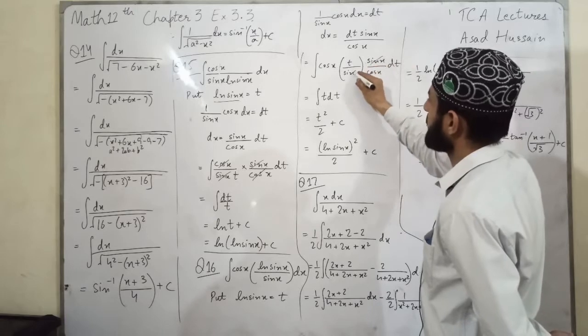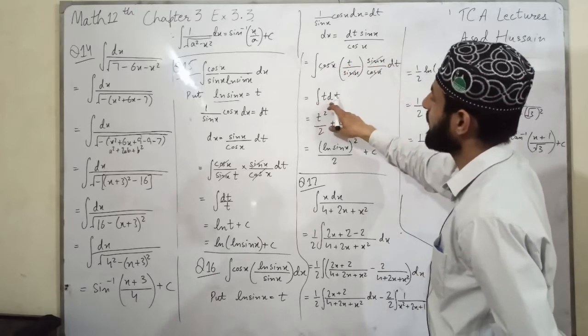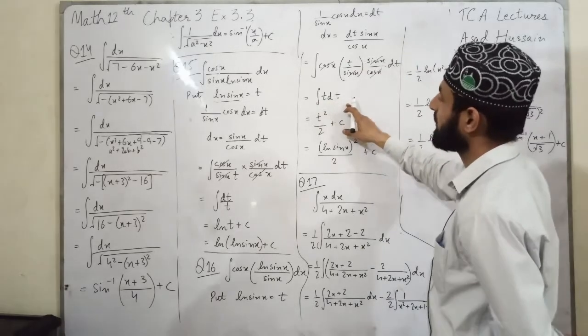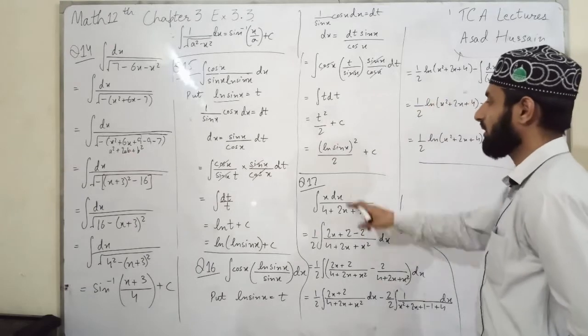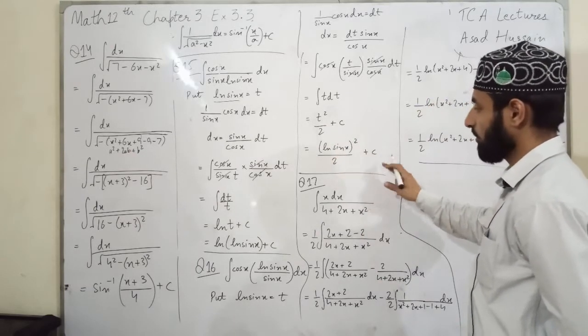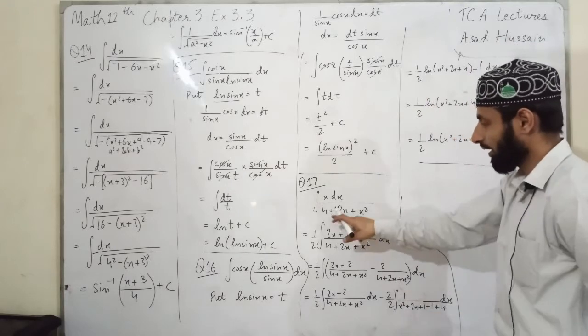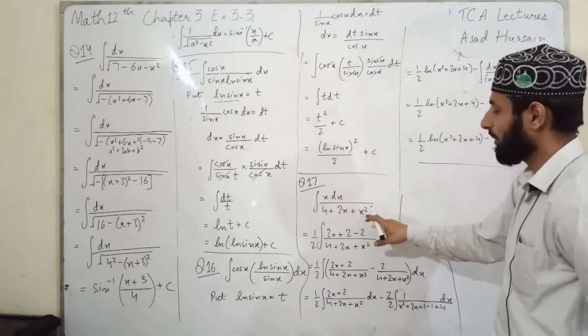Sin x will be cancelled by sin x and cos x will be cancelled by cos x. We will get integral t dt. Taking integral, we get t square over 2 plus c. Putting the value of t, we get ln sin x whole square over 2 plus c. Moving on to question number 17, which is integral x dx over 4 plus 2x plus x square.